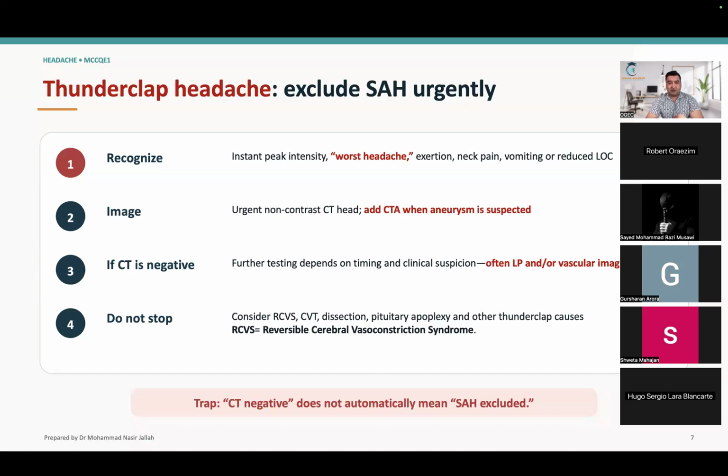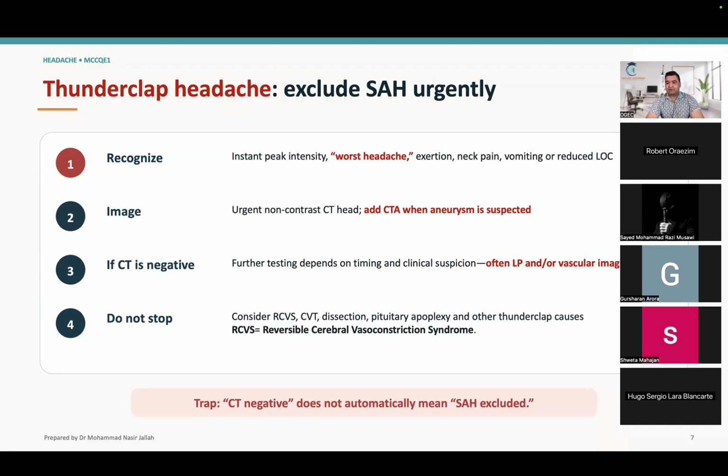It could happen during sex activity. It could happen during an accident. It could happen in somebody who is exerting. It could happen in someone with anticoagulation or after trauma. So: instant peak intensity, worst headache of my life. The patient will say that.